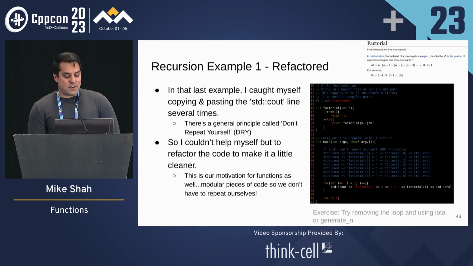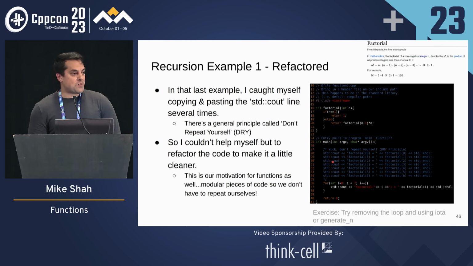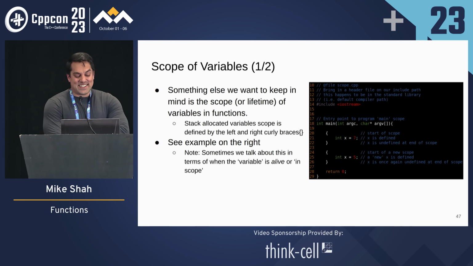And here it is, refactored a little bit better. You'll notice my cout statements here were repeated. We can do better than that. We can write loops. And if we're at CppCon, we can probably write lambdas, which we'll learn about, and for each, and so on.